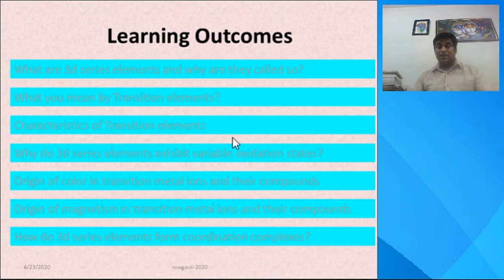So what have we learnt finally? What are 3D series elements and why are they called so? What do you mean by transition elements? What are the general characteristics of transition elements? Why do 3D series elements exhibit variable oxidation states? What is the origin of color in transition metal ions and their compounds? What is the origin of magnetism in transition metal ions and their compounds? How do 3D series elements form coordination complexes? These are the important outcomes we have learnt from this session.